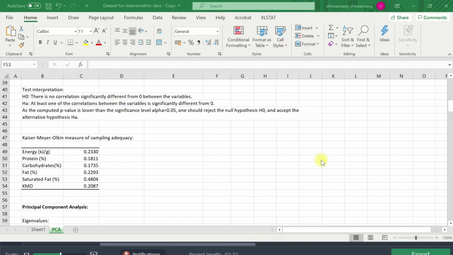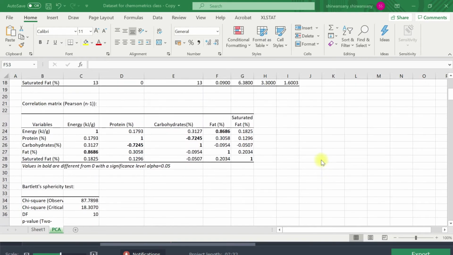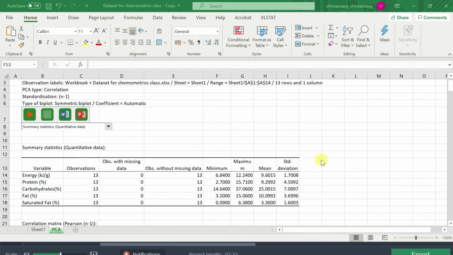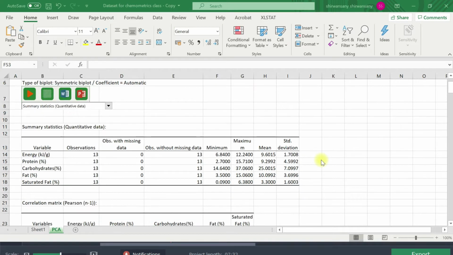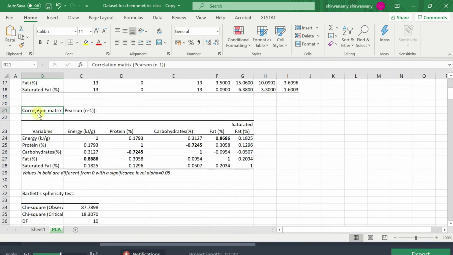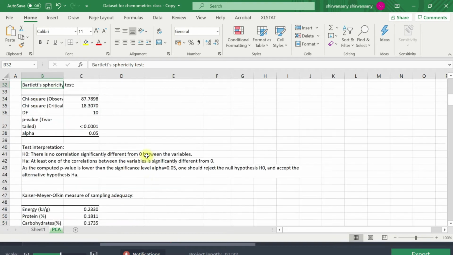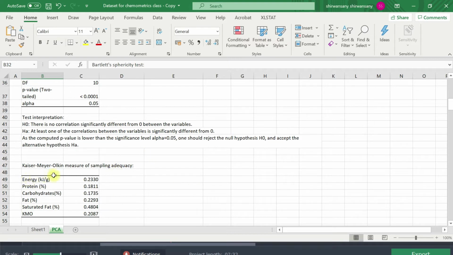Okay, we can continue with the next discussion about principal component analysis. If we reflect back on what we have discussed, when you perform any principal component analysis using XLSTAT, you will get the result of summary statistics, then the correlation matrix, then Bartlett's sphericity test, and the last one, the Kaiser-Meyer-Olkin measure of sampling adequacy.